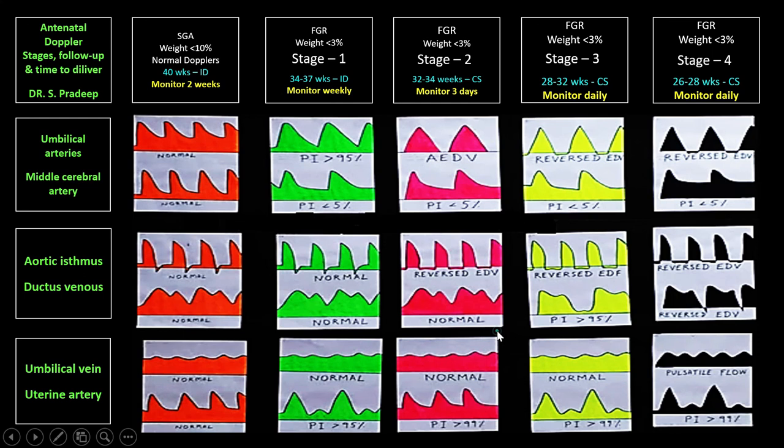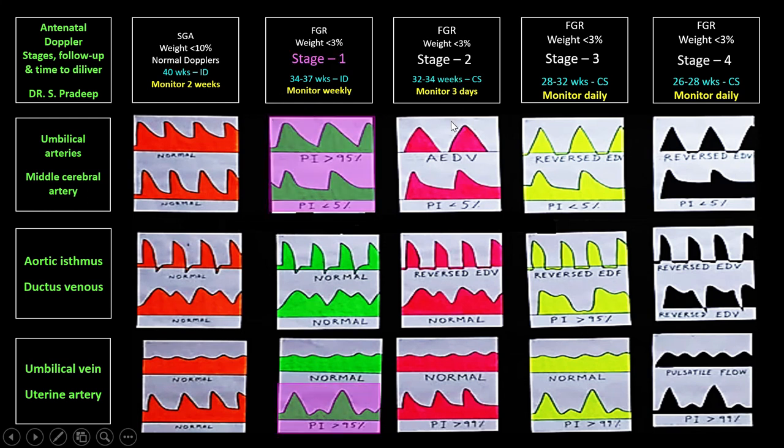And this is the summary of what all I have spoken. SGA fetus, all the Dopplers are normal. Stage 1 FGR, the umbilical artery could be normal or abnormal. MCA and uterine artery and CPR are abnormal. Any of these could be abnormal, and monitoring should be done weekly, and the patient should be delivered if it has reached 34 or 37 weeks of maturity.